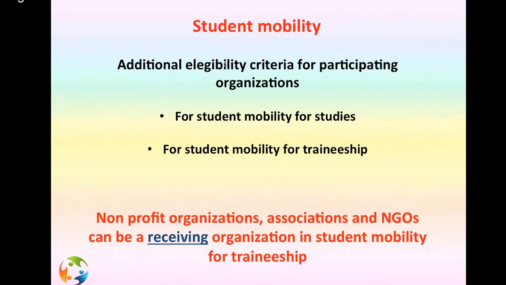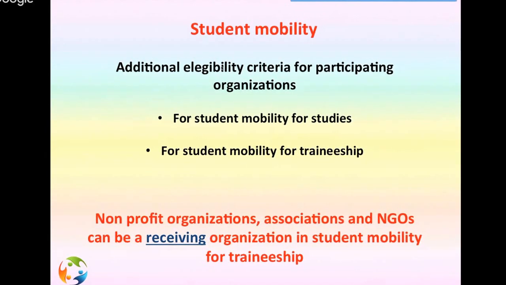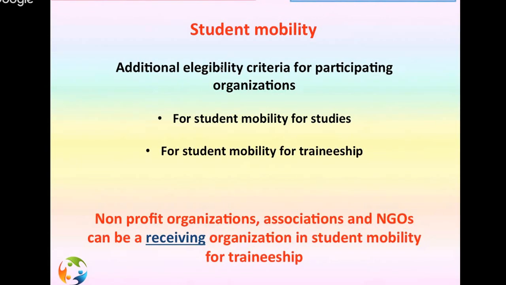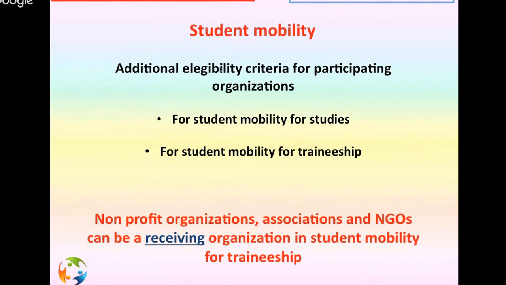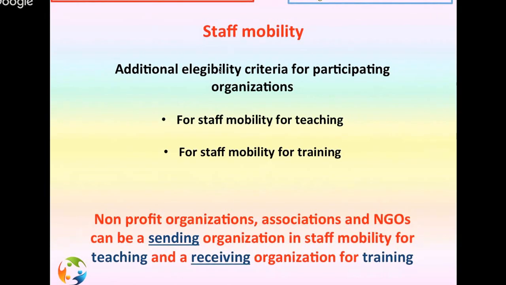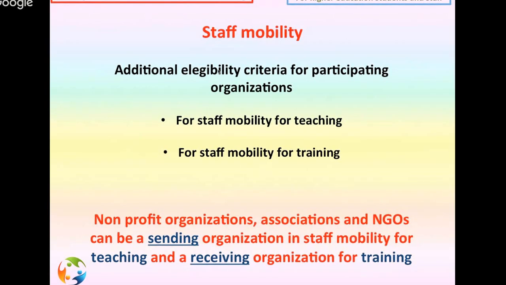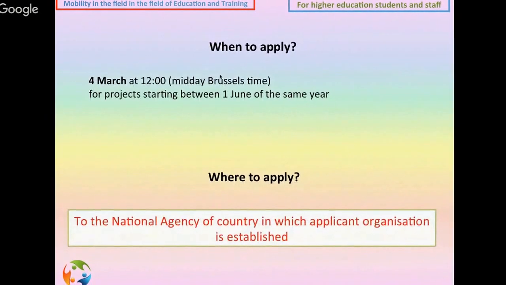When we talk about student mobility, there are also some eligibility criteria that we have to take into consideration, and especially we need to know, for those that work in the NGO sector, that associations or non-profit organizations can be only receiving organizations when we talk about student mobility. Same thing when we talk about staff mobility. A non-profit organization, association, or NGO can have only a particular role, which is that of sending organization for teaching and receiving organization for training. So two different roles.